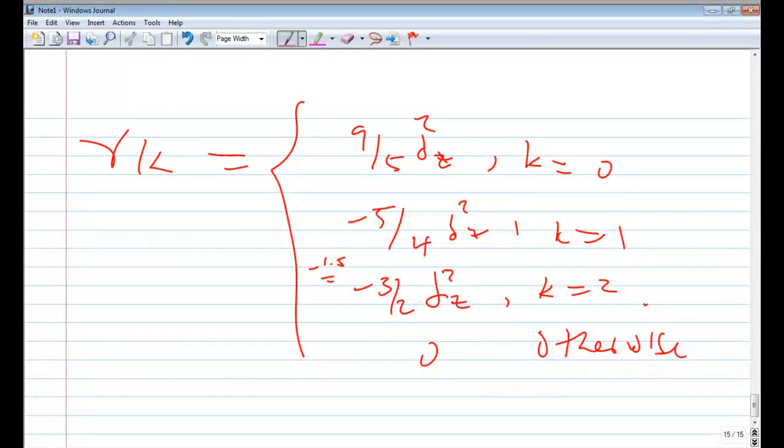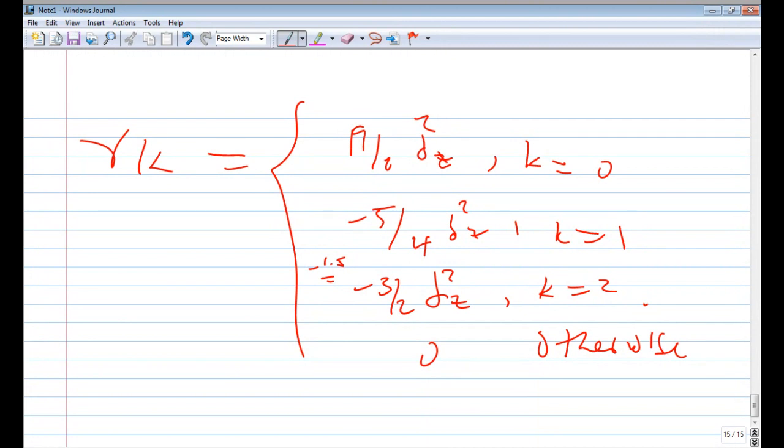Actually, remember, gamma 0 is 19 over 2, sir. Yes, it's 19 over 2. 9.5 is 19 over 2, Clement is right. So that is the answer: 19 over 2, minus 5 over 4, minus 3 over 2. That's the answer.